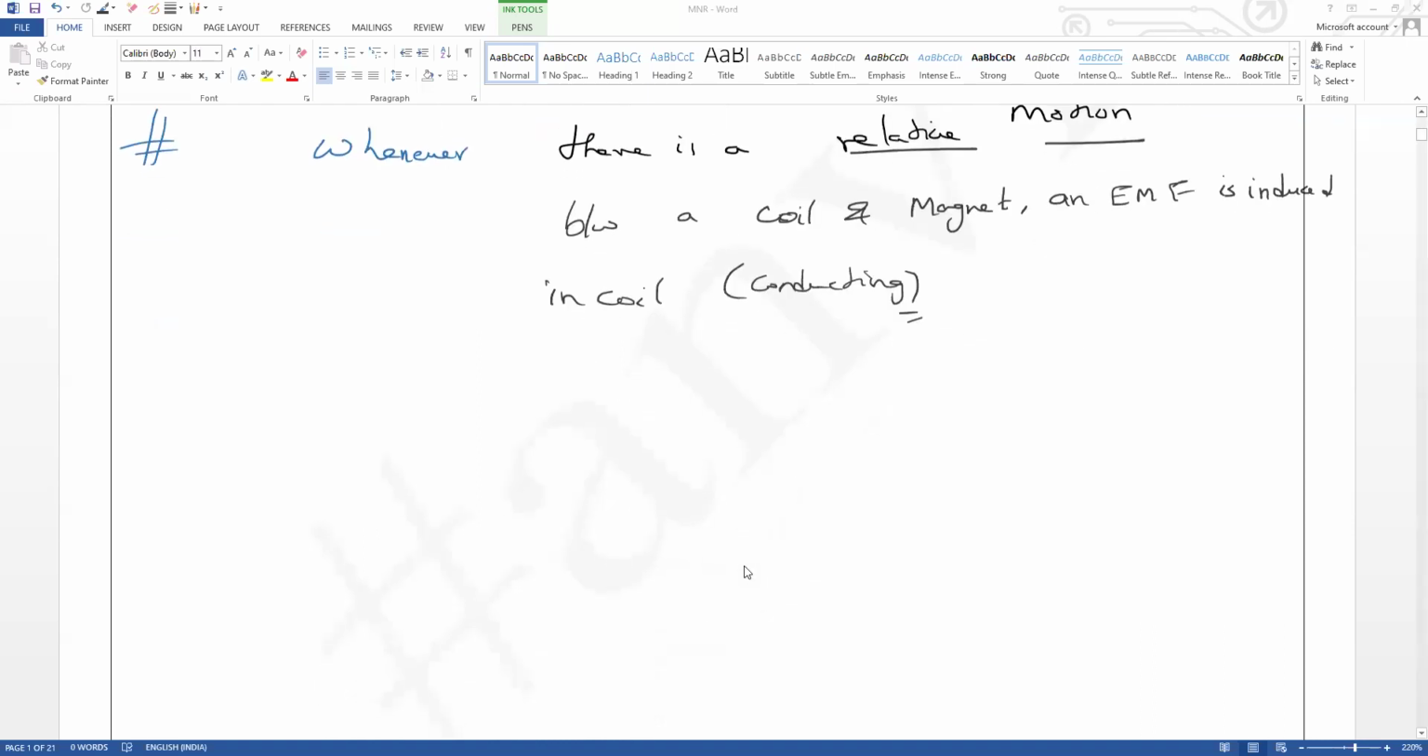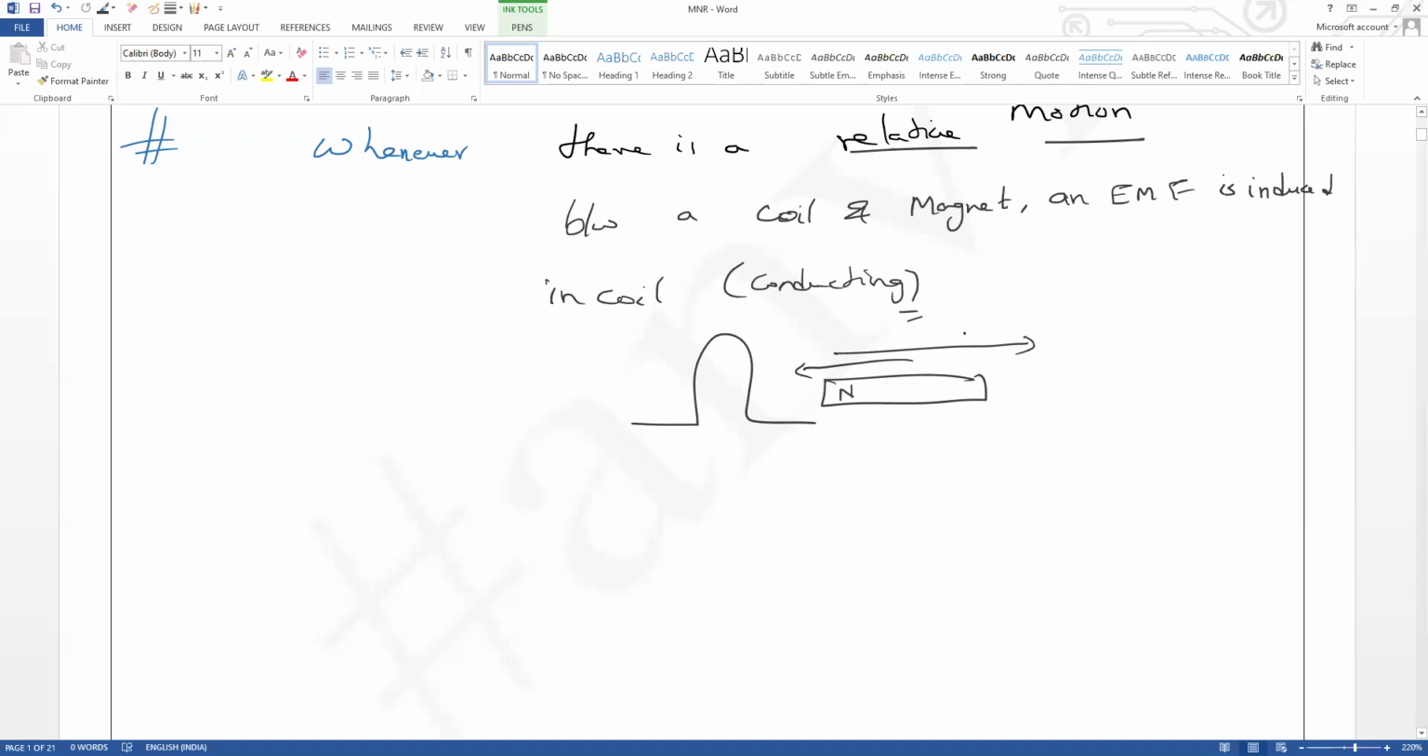Okay. So now what is happening, everybody? Imagine if the north pole of a magnet is going into the coil, then definitely EMF is generated. Suppose if immediately you take it away, then what is happening? The direction of the magnetic field is reversed, then the current is also reversed. Is it right or wrong? Please respond, guys.